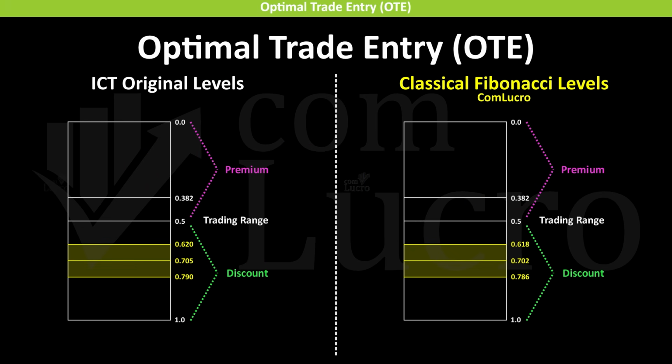It is important to note that ICT's original teachings define the OTE using the 0.62, 0.705, and 0.79 retracement levels. However, at ComLucro, we prefer to use the traditional Fibonacci retracement levels of 0.618 and 0.786, while still recognizing the importance of the 0.702 midpoint.